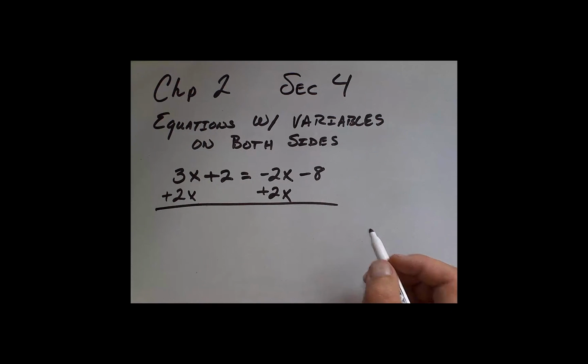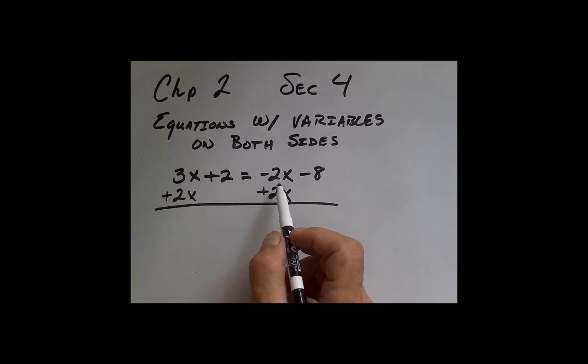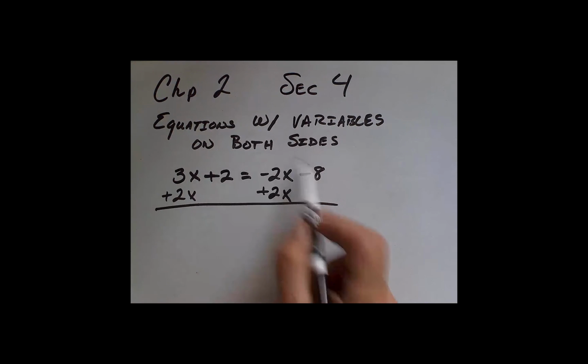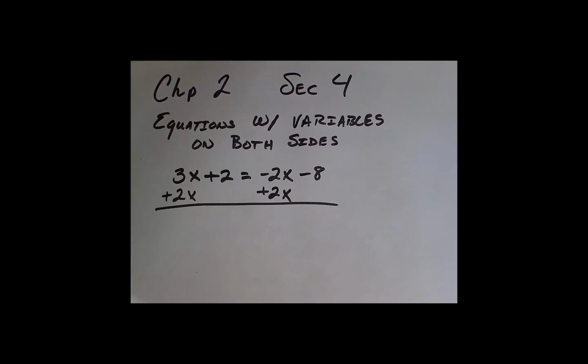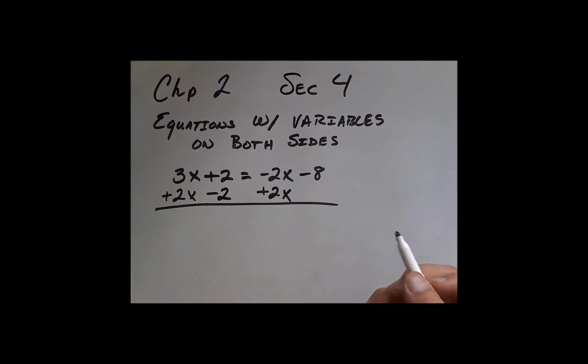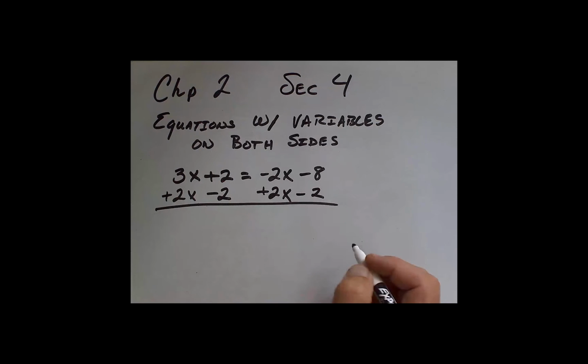All right? Now, what I'm doing is getting rid of this 2x on this side of the equal sign. But I also want to get rid of this 2 over here. I want to bring it over to this side. So I'm going to do another additive inverse. Well, I have a plus 2. My additive inverse is minus 2. Whatever I do on this side, I have to do on this side, minus 2.